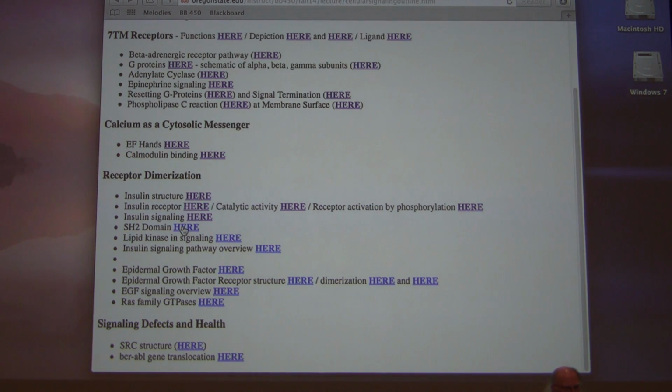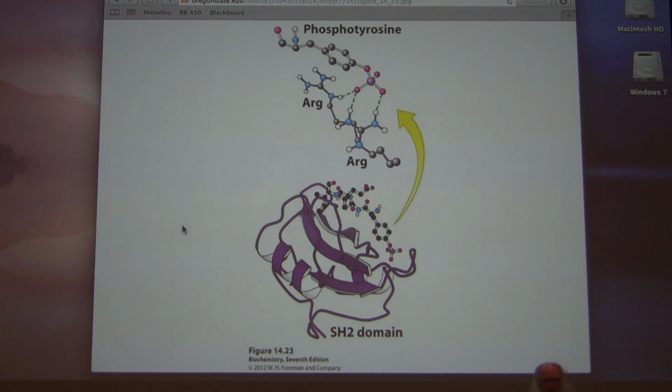Here's the SH2 domain that I mentioned briefly, and it is a specific structure in a protein that recognizes phosphotyrosine, as I said before. You can see there are some arginines that are involved in that recognition, and they interact with the negatively charged phosphate on the phosphotyrosine.